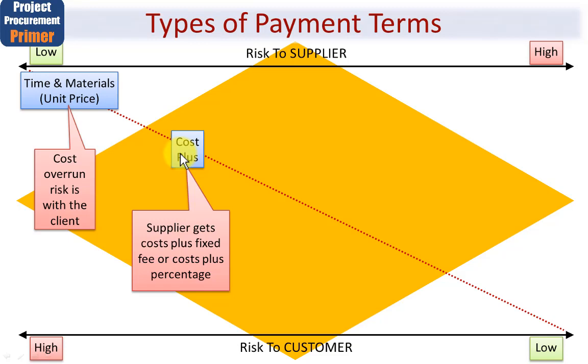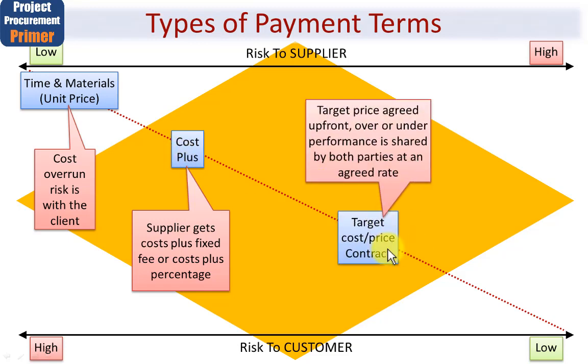But let's look at as the balance starts to change here, starting with target cost or price contract. This is where a target price is agreed up front before the contract is let, if you will, and any over or underperformance is shared by both parties at an agreed rate. So in this case, if the contract is not fully met, the supplier will take some of the heat as well as the customer. But generally the customer would come off better here, since most suppliers do not want to underperform. So in a target cost price contract, the supply side will be working very hard to make sure the contract is acceptable.